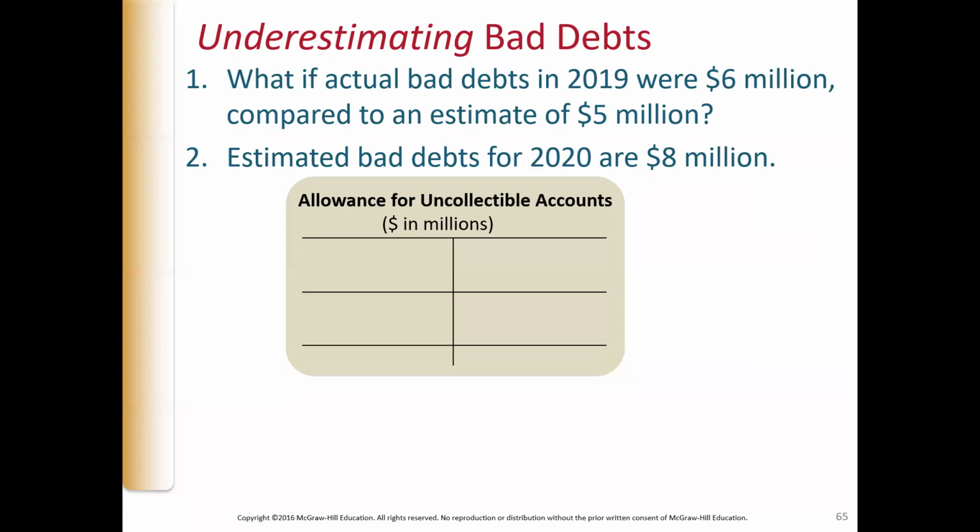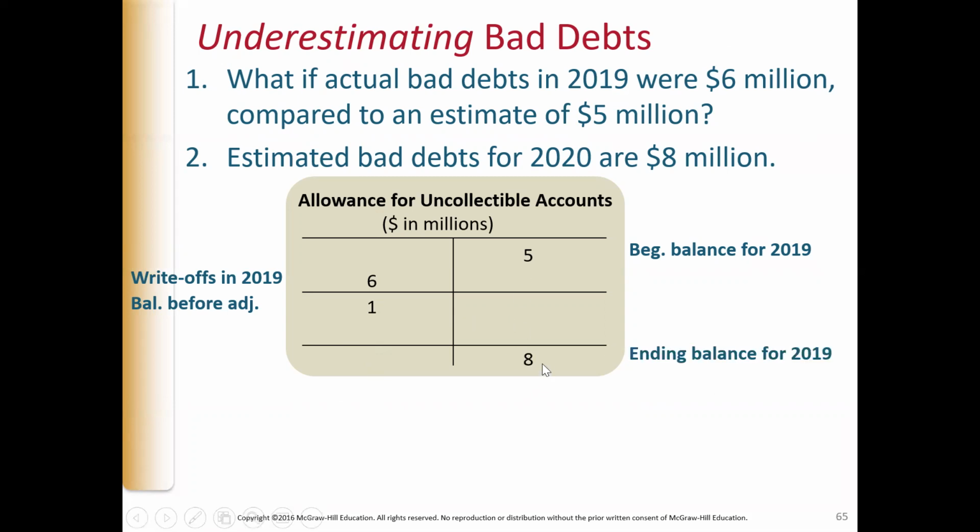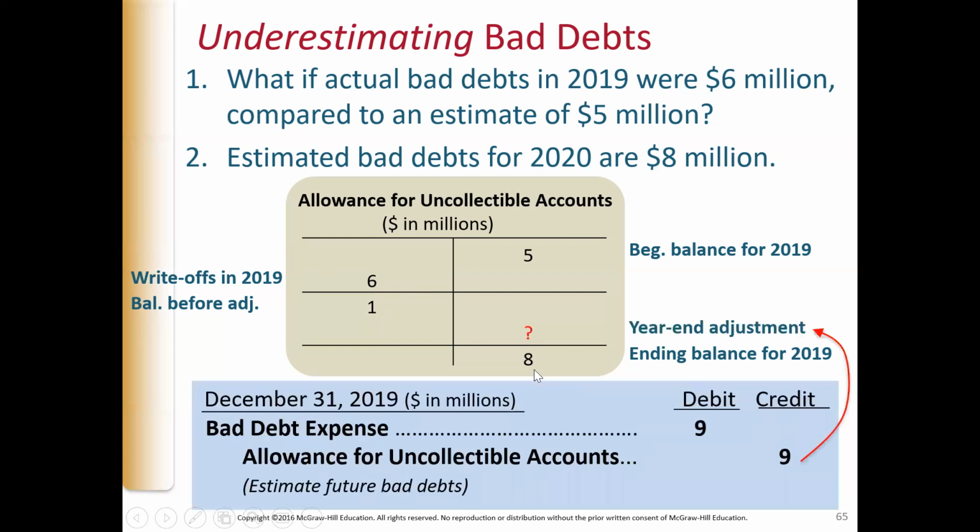Here's the deal. What if actual bad debts in 2019 were 6 million compared to what we estimated the previous time of 4? Do you see how in this case we underestimated our bad debt expense? And we end up with a $1 million debit balance in here. So if next year we want this number to be 8 million, what's it going to take? What's the journal entry we need to put in here to take this 1 million debit? And what do we plug in to get 8 million as a credit? We would then have to show bad debt expense of 9 million. And we would credit our allowance for uncollectible accounts to be 9 in order to arrive at that 8 that we want.